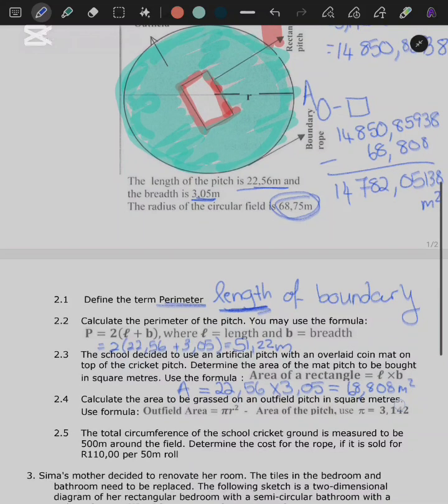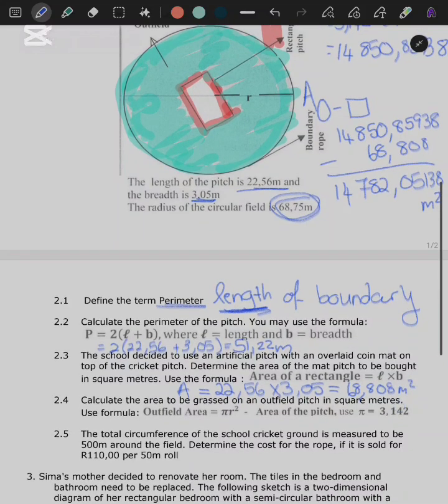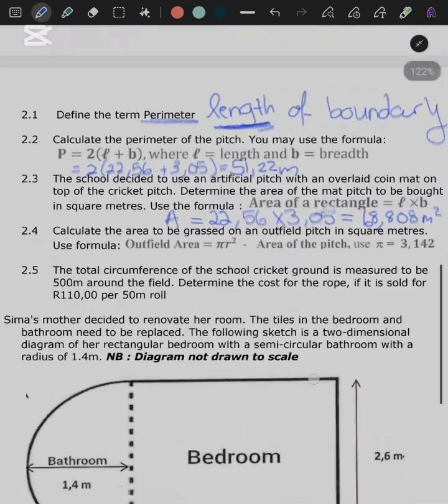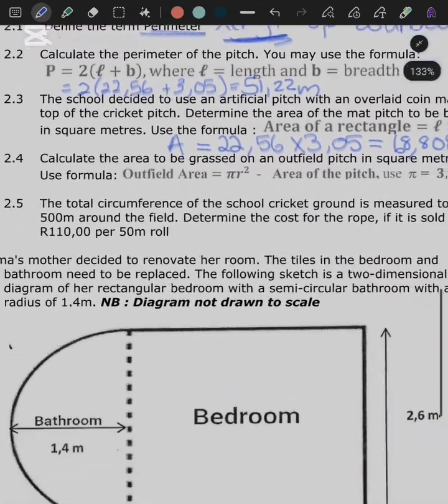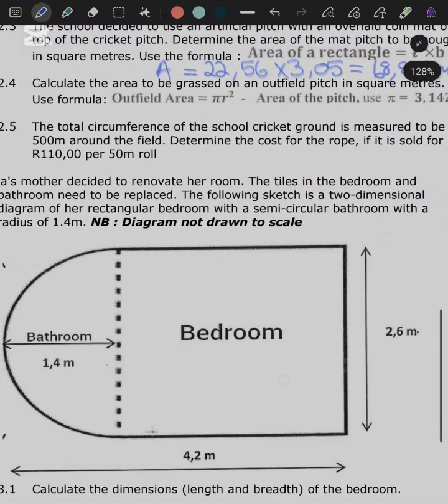Okay. The last question there on this is: the total circumference of the school ground is measured to be 500 meters around the field. Determine the cost of the rope if it was 50 meter rolls at 110 rand each. Okay, so this one I don't actually need to see my diagram for, because they're giving me the circumference of the cricket ground, so I don't have to calculate it. I just need to now work out the costs.